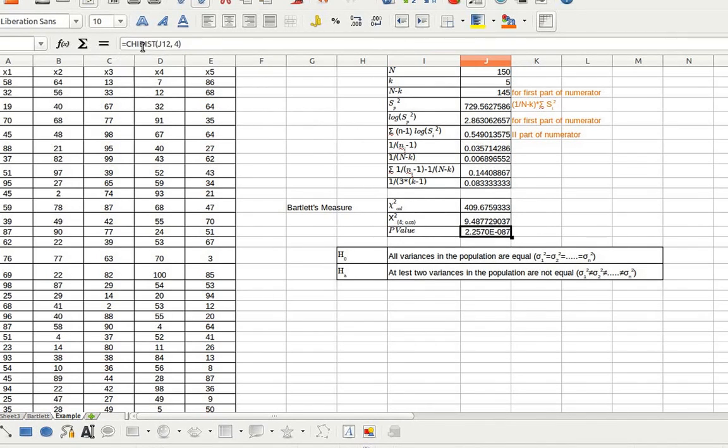You can see that in the chi distribution, j12 is the calculated chi-square value, and 4 is the degrees of freedom. So the p-value is going to be 0. Here you can see e to the power of minus 87, which is 0. So we have enough evidence in support of the alternative hypothesis that at least 2 variances in the population are not equal. So the homogeneity is actually violated in this data set, which is a positive signal for the factor analysis.